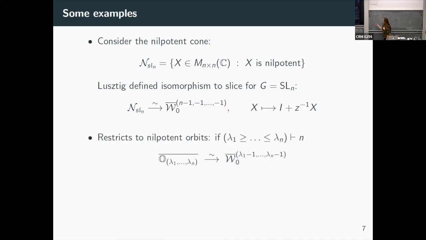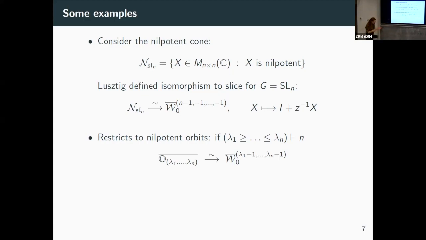More generally, what you could do is take a nilpotent orbit inside SL_N. So those all live inside the nilpotent cone, and we could just restrict this map. And in fact, these also give isomorphisms. So I wrote down some data here. Sorry, this should be a less-than-or-equal, greater-than-or-equal, whatever. I'm saying take a partition of n, call it lambda 1 through lambda n. Here's some affine Grassmannian slice that's the same as that.